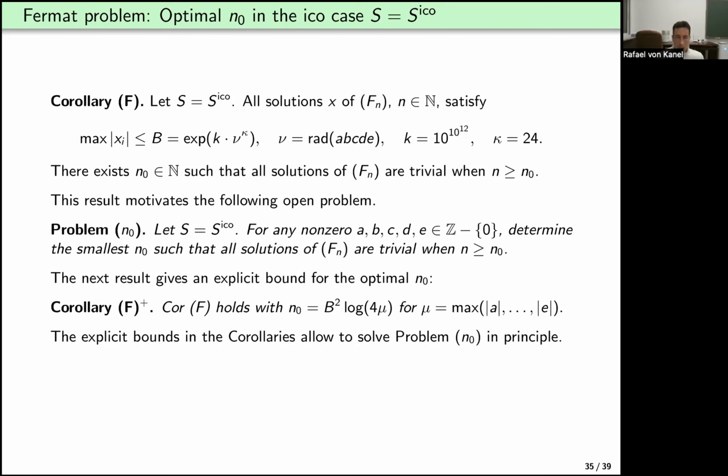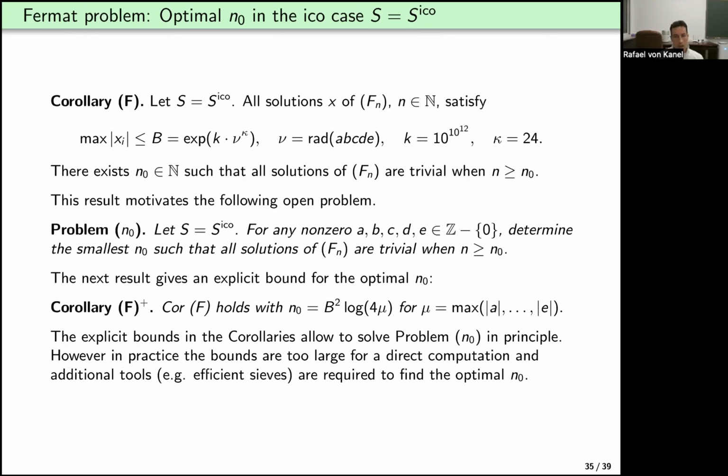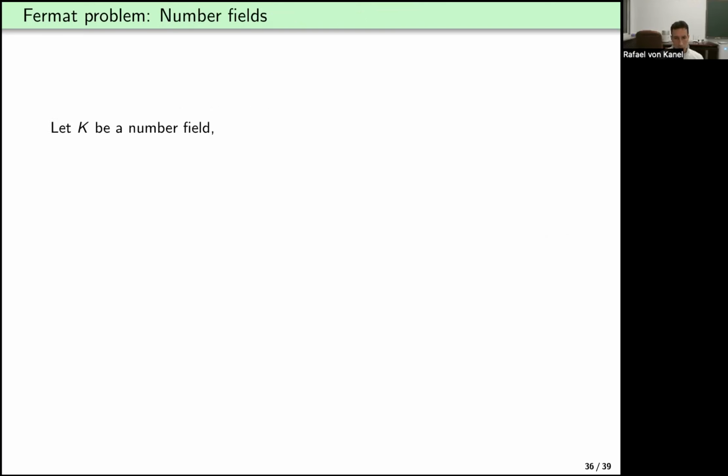And then, in some sense, using the bounds in this corollary and this corollary, one can just search in principle for all solutions. And then if one is larger than these bounds, one knows, okay, this is the optimal N0. But of course, in practice, again, this doesn't really work. And one needs, again, efficient sieves to find this optimal N0.